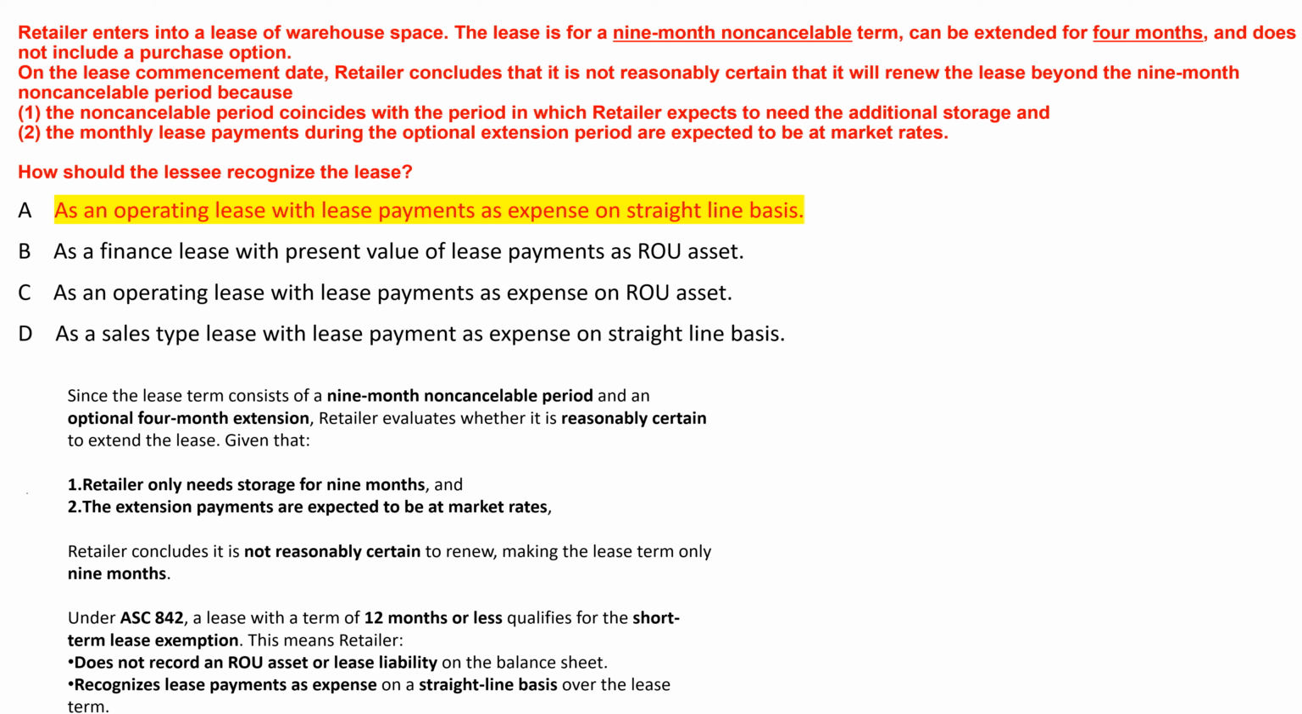Under ASC 842, a lease with a term of 12 months or less qualifies for the short-term lease exemption. This means retailer does not record an ROU asset or lease liability on the balance sheet, and recognizes lease payments as expense on a straight-line basis over the lease term.